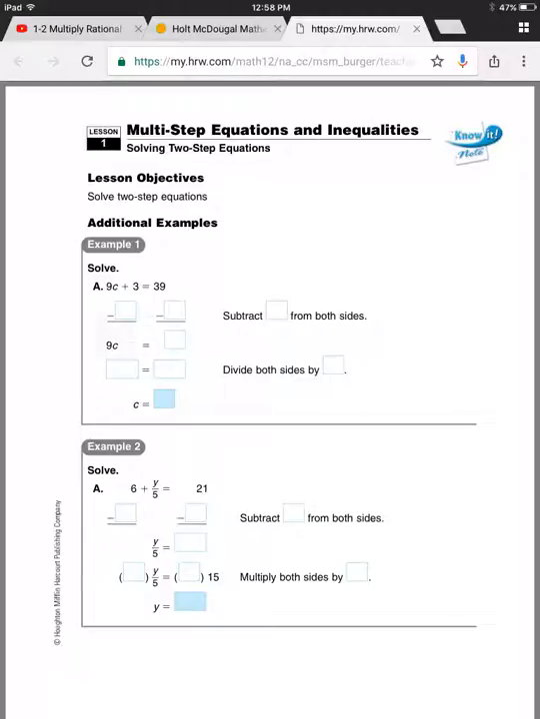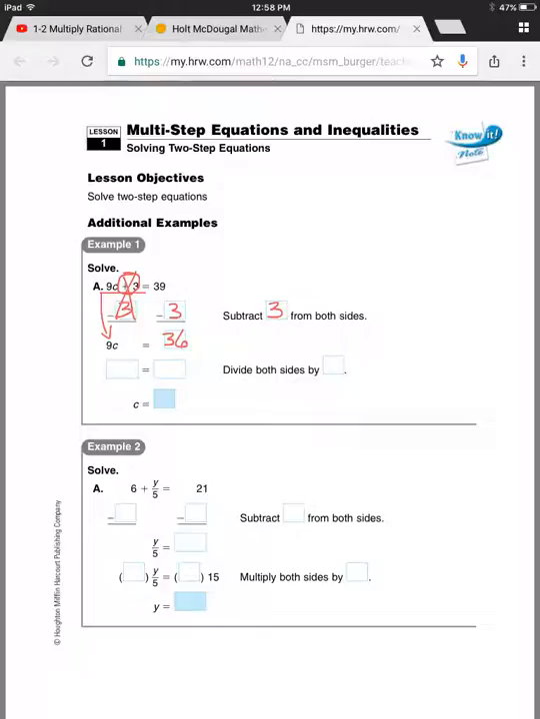Today we're doing two-step equations, which means instead of doing one thing to find the value of the variable, you're going to do two. We're going to start out still looking at the side with the variable, looking at the constant, and moving the constant first. So the constant is 3 and it's being added right now, so we're going to do the opposite and subtract. So we're going to subtract 3. That cancels these out. Our 9c comes straight down, and 39 minus 3 is 36.